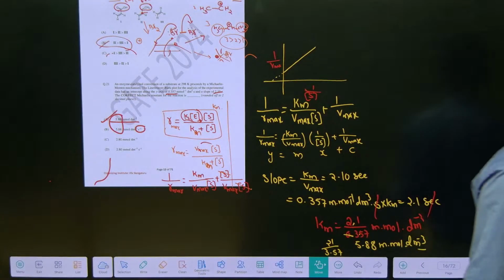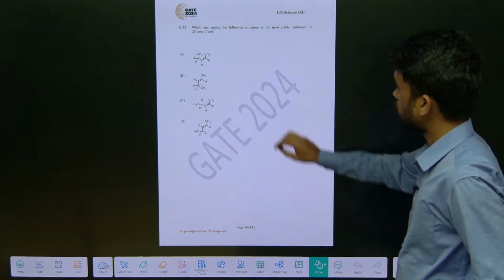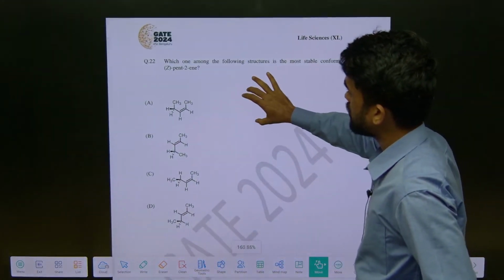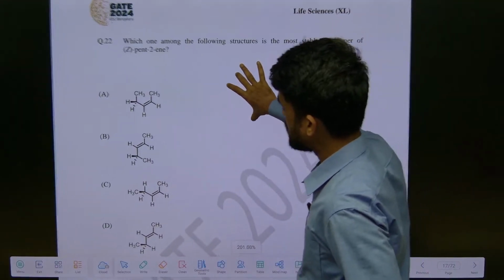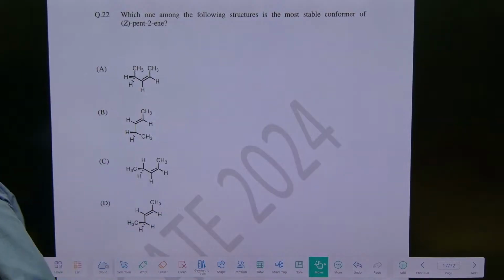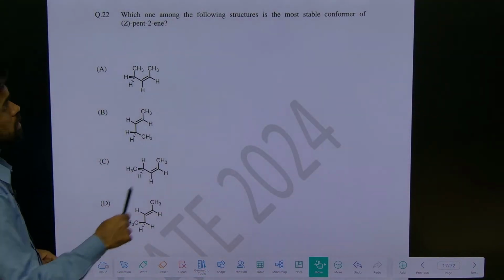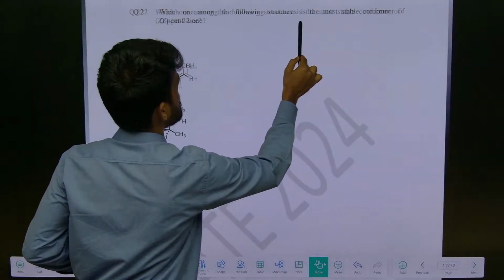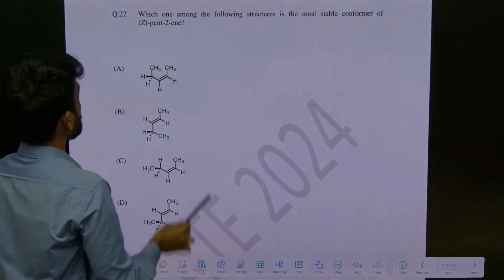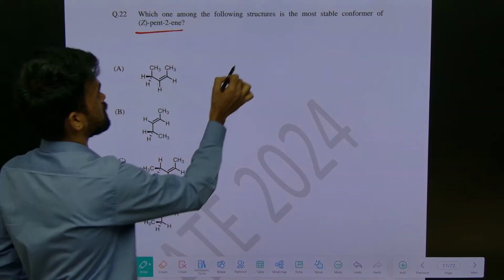Done? Yeah. Okay, this 22nd question. What is it saying? Which among the following structure is most stable conformer of Z pent-2-ene? Z, E, Z. What is this Z indicates?